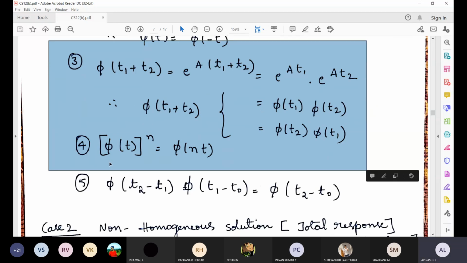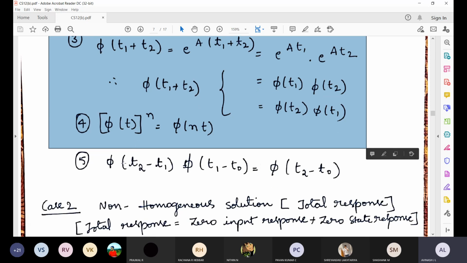The fourth property we can consider is Φ(t) whole to the power of n will be equal to what? Φ(nt). If Φ(t) whole to the power of 2, it means Φ(2t). Similarly, Φ(t) whole to the power of n is Φ(nt). That is the fourth property.